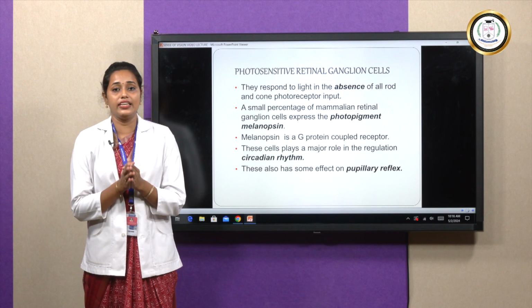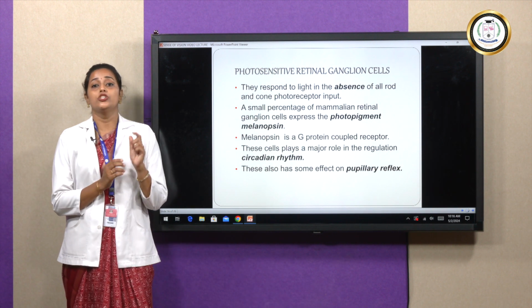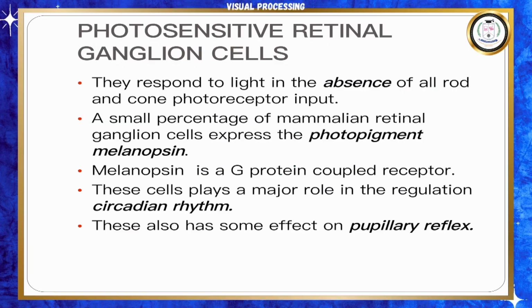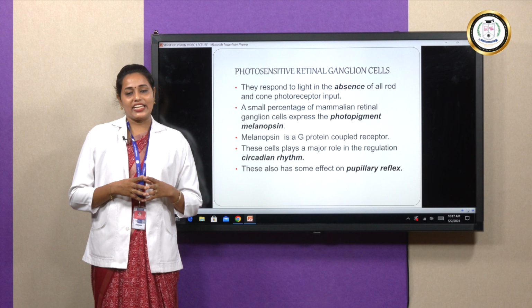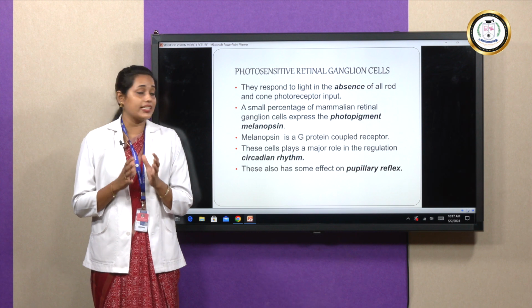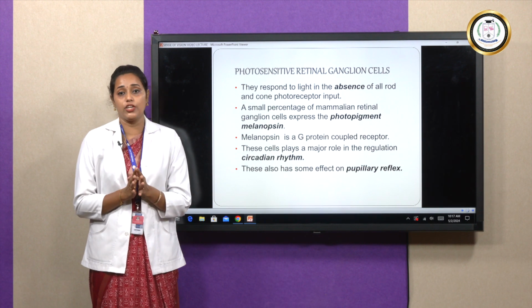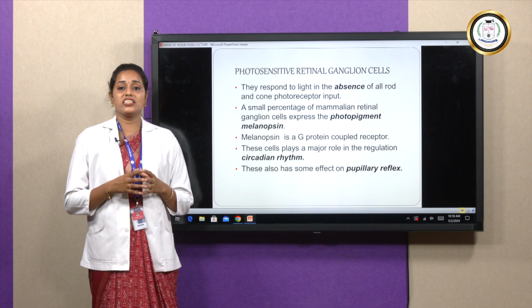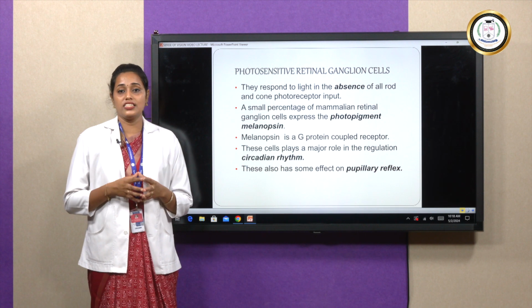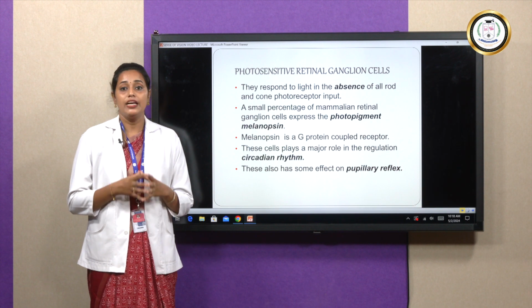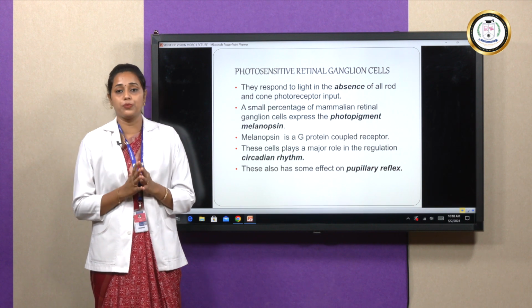These photosensitive retinal ganglion cells are mainly responsible for regulating the circadian rhythm and also for maintaining the pupillary reflex. So these photoreceptors respond to light in the absence of rods and cones. Many studies have proved that a small percentage of mammalian retinal ganglion cells express the photopigment called melanopsin. Melanopsin is nothing but a G protein coupled receptor. As I have discussed before, these photosensitive retinal ganglion cells are responsible for maintaining and regulating circadian rhythm. Along with that, they are also responsible for the pupillary reflex.